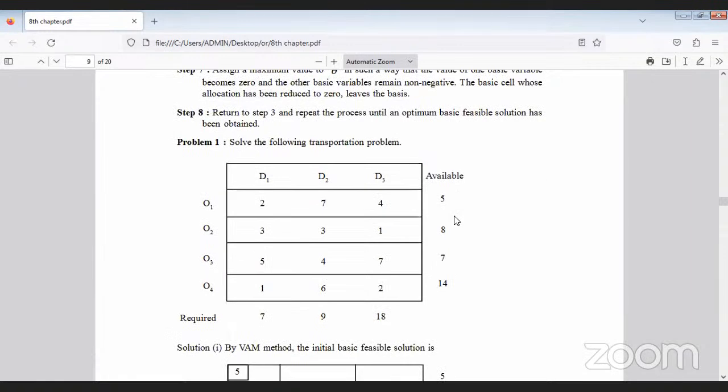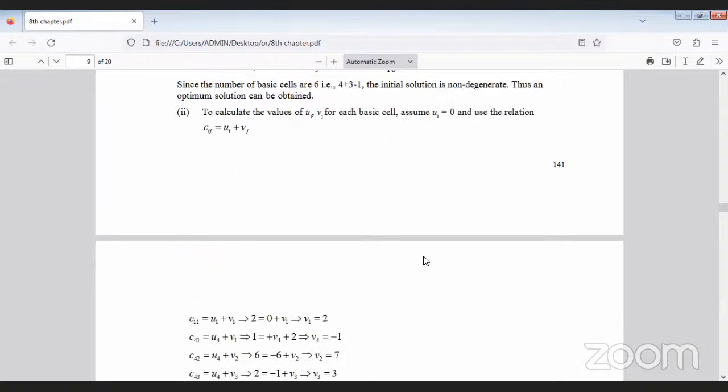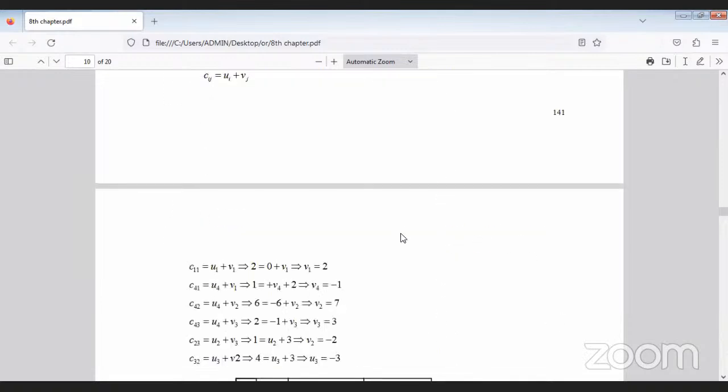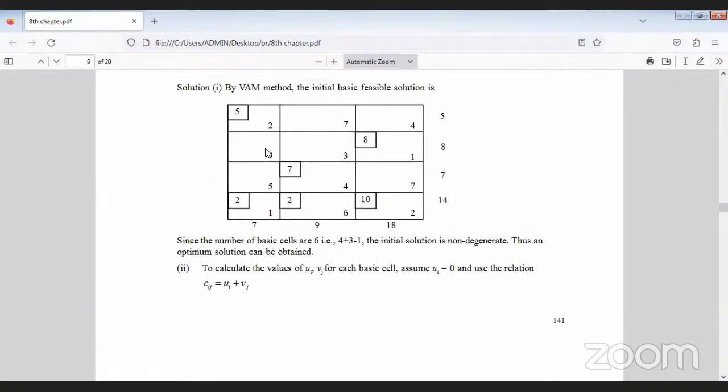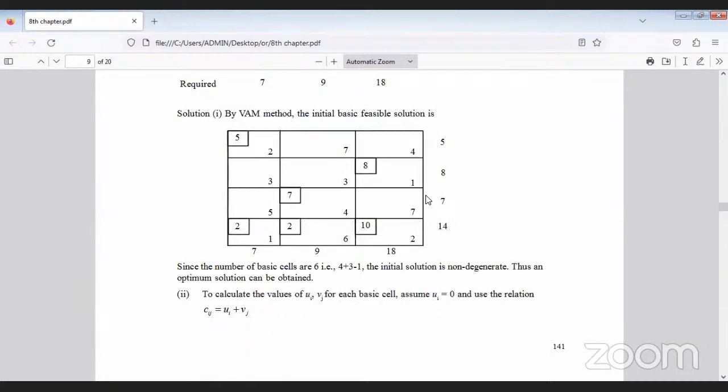How many rows and how many columns? 3 rows. 4 plus 3 minus 1, that is 6. So the initial solution is non-degenerate. So we can do ui vj, that is u1 is equal to 0. Cij is equal to ui plus vj. C11: u1 plus v1 is equal to 200. What is C11? What is u1?